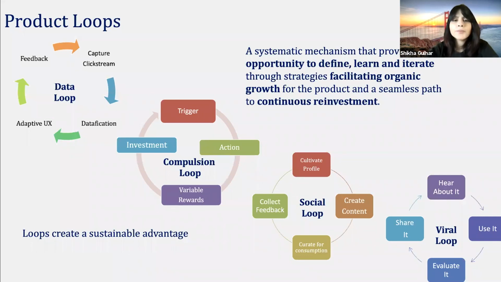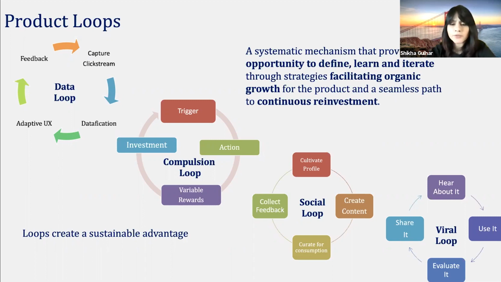Let's get started. So, a product loop is a systematic mechanism in place that provides us with an opportunity to define, learn, and iterate through product strategies, facilitating organic growth and creating a seamless path of continuous reinvestment. The two primary objectives of any product loop are to help you with expanding and growing your product, as well as providing you inputs for a continuous reinvestment strategy. And by doing so, you're creating a sustainable advantage for your product as opposed to the competitive products.